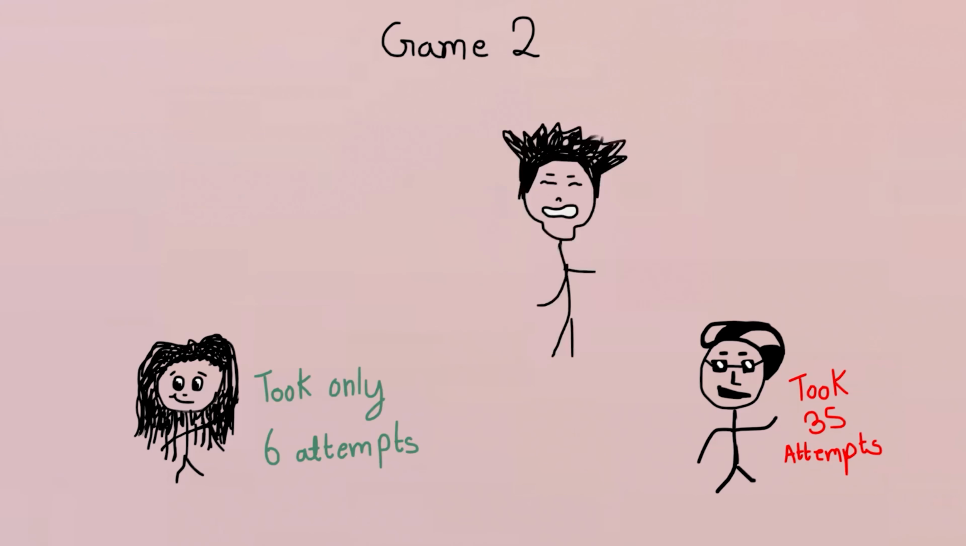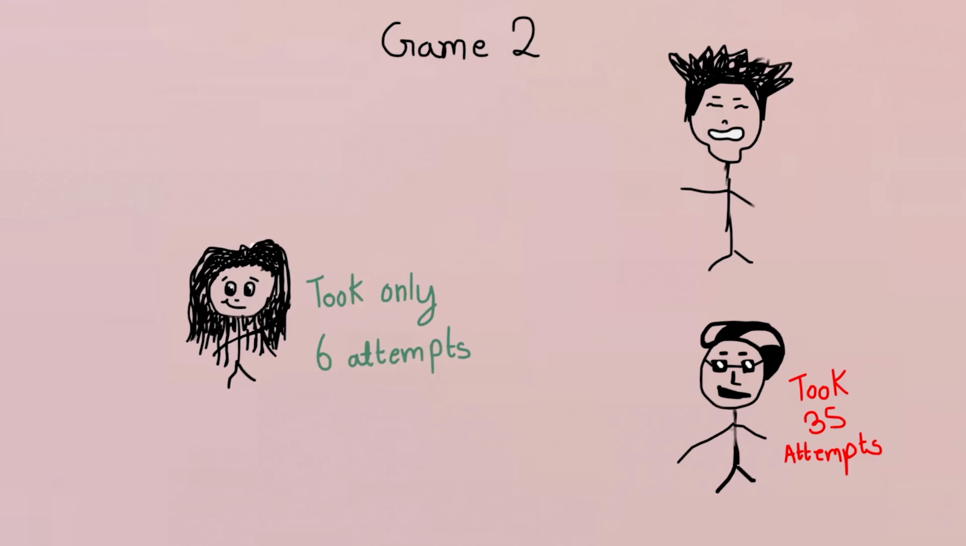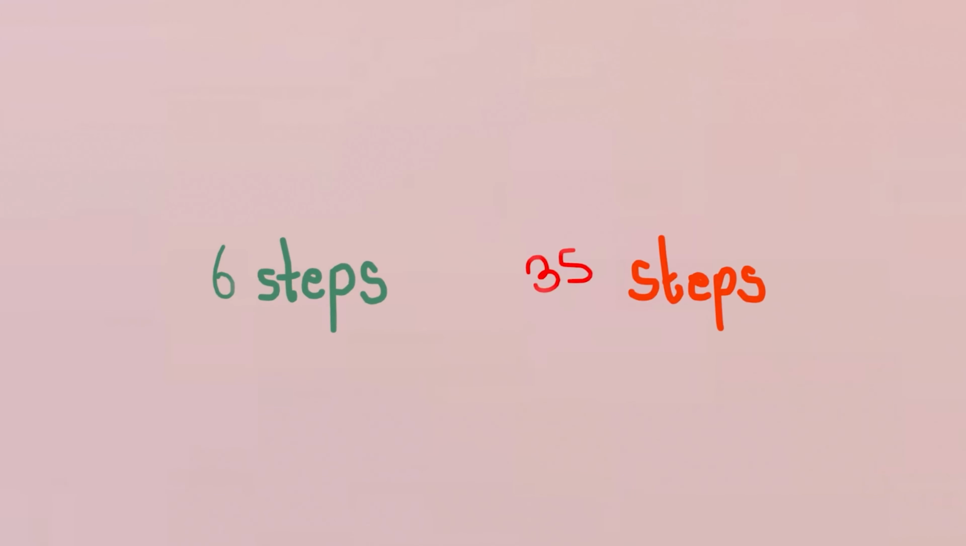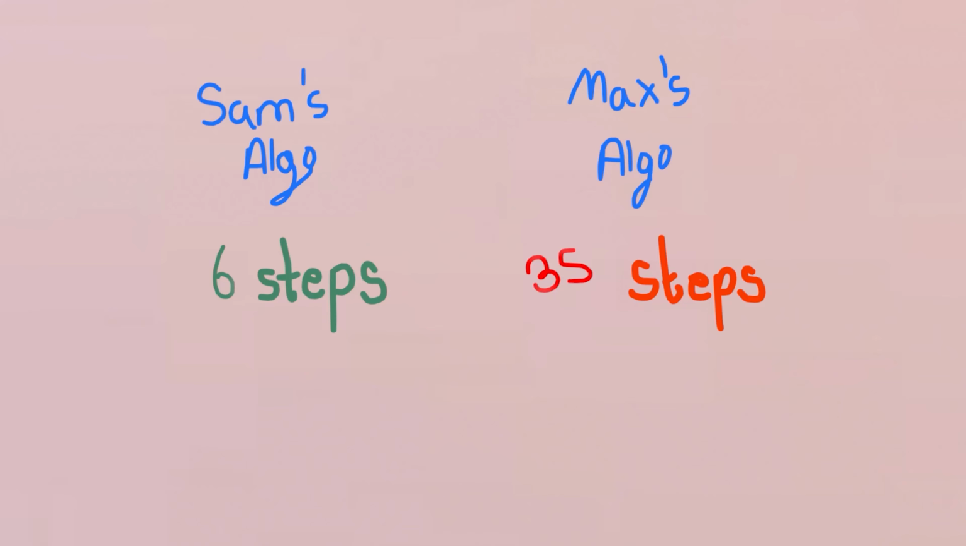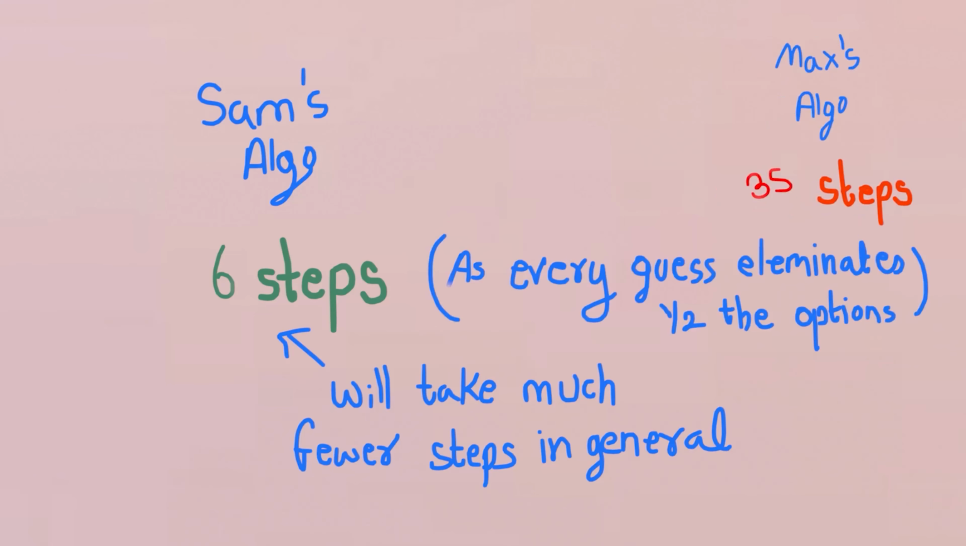So now, even if I don't tell you how much time each of them took, you can tell that Sam's approach is much better. But what did you compare if not time? The number of steps. Even if we do not know exactly what time each of the persons took, just by looking at the algorithms, we can say that Sam's algorithm will take much fewer guesses, even for very, very large numbers, as it eliminates almost half of the options for every guess. So now we are on the right track.